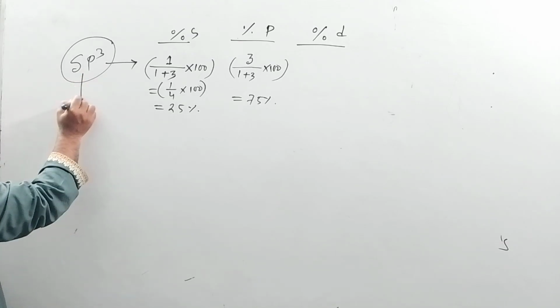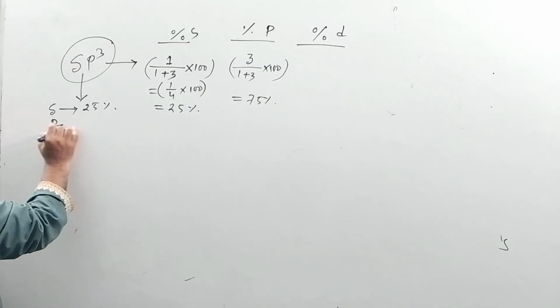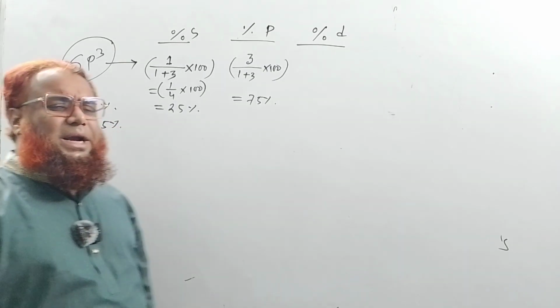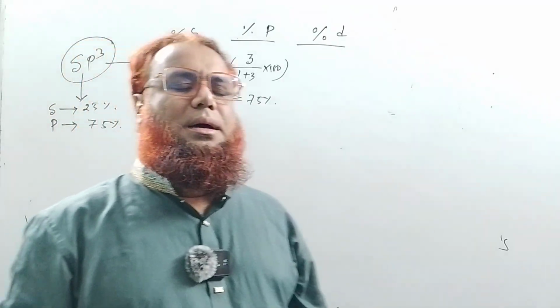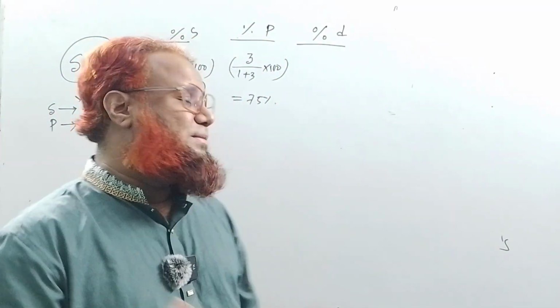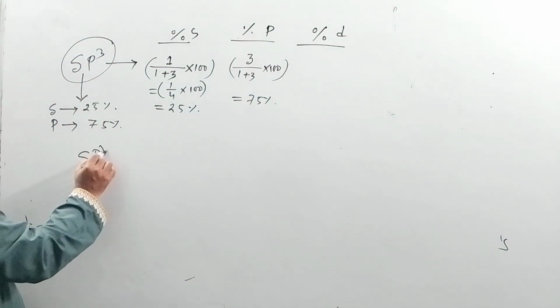In the sp3 hybridization, the s percentage is 25% and the p percentage is 75%. Now it is not required to memorize the percentages. They can be easily calculated through this method. Now, another example for sp2.